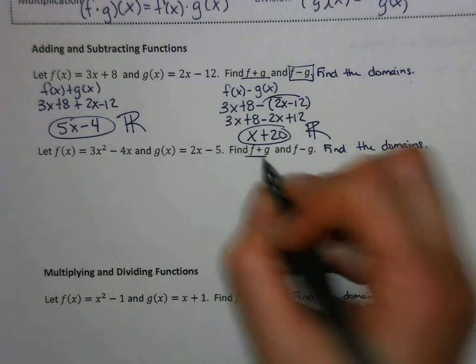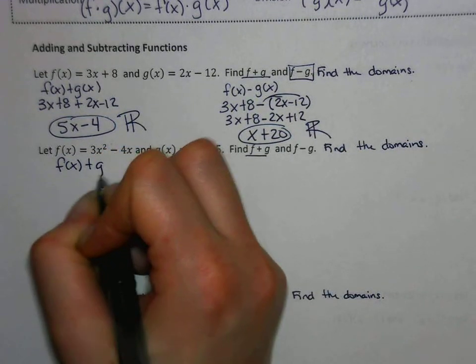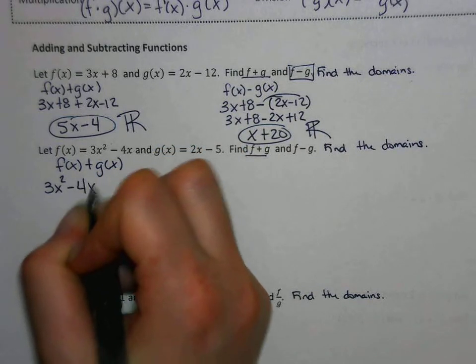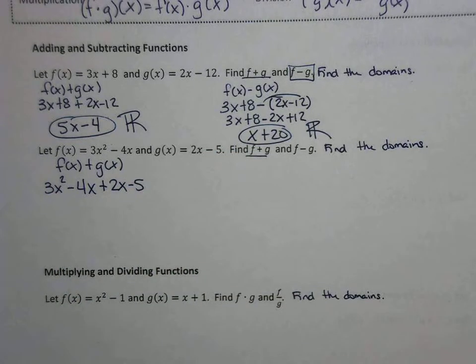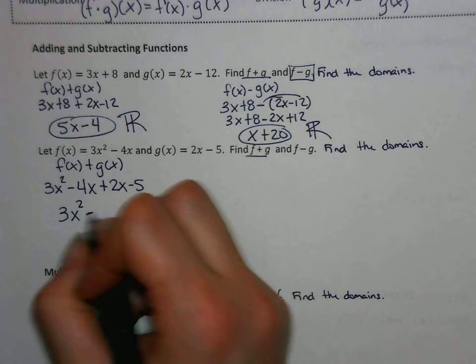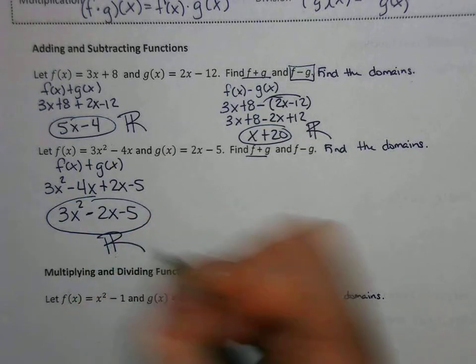So for our second one, adding f plus g, so f of x plus g of x. F of x is 3x squared minus 4x. We're adding 2x minus 5. So if we combine our like terms, 3x squared, negative 4x plus 2x is a negative 2x, minus 5, and our domain is all real numbers.